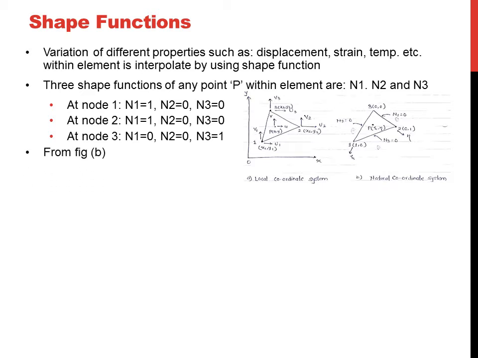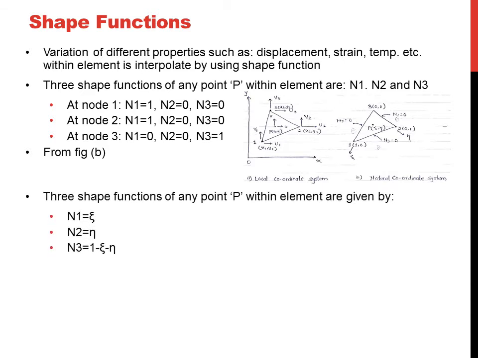So from figure 1 we can say that the three shape functions of any point P within the element are given by using the natural coordinates, that is n1 is equal to zeta, n2 is equal to eta, while n3 is equal to 1 minus zeta minus eta, because the property is n1 plus n2 plus n3 is equal to 1.